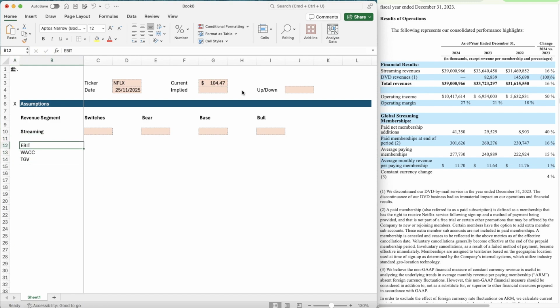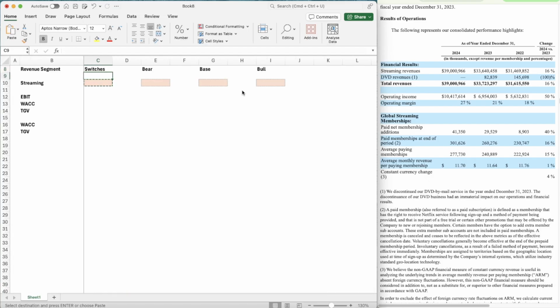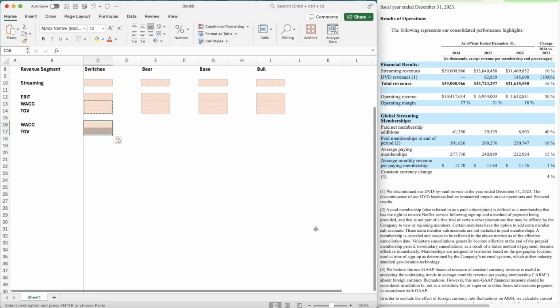So the next one will go EBIT, which is your operating income, your WACC is your weighted average cost of capital, and terminal growth value is the perpetual growth rate of the company in the years after we've finished forecasting. We're only going to forecast 5 years out. Yeah, that looks good.